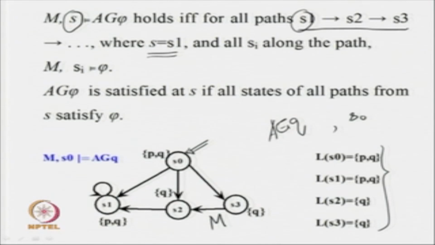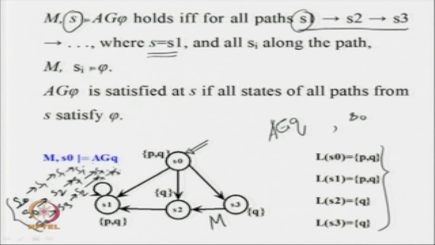One will go from S0 to S1, then S1, S1 like that. The second one will go from S0 to S2, then from S2 it will go to S1, then it will remain in S1. And another path we have will go from S0 to S3, from S3 to S2, and from S2 to S1, and like that it will remain in S1. These are the 3 possible execution paths that we are going to get in this model.